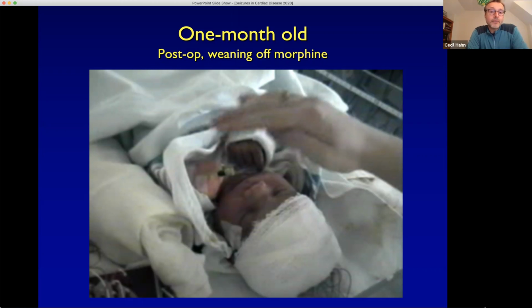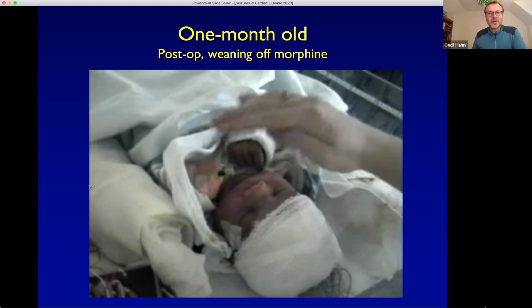And so let's take a vote again. How many of you think the movement that we're seeing here is caused by a seizure? Raise your hand. All right. And how many of you think it's not caused by a seizure? Okay, a few more.